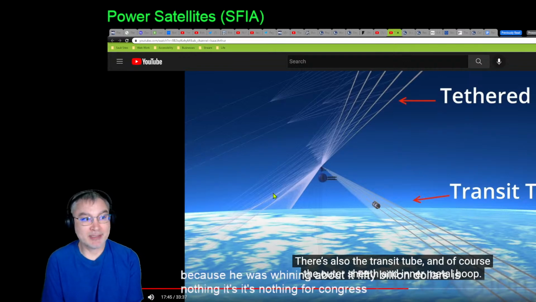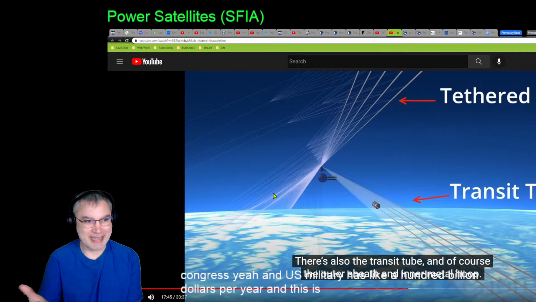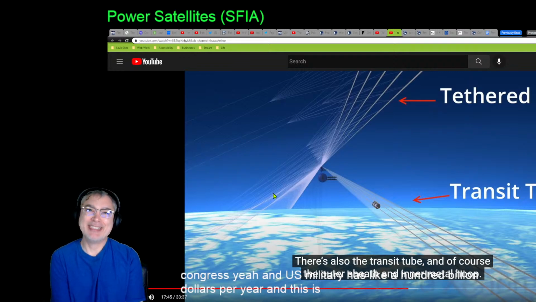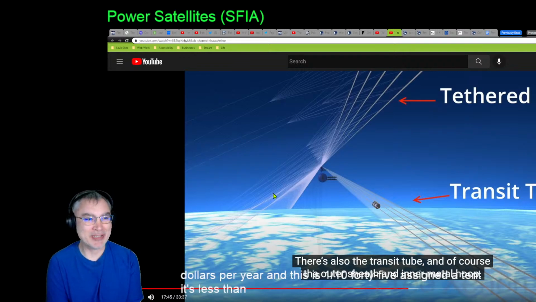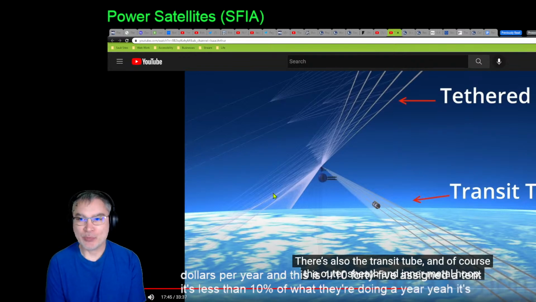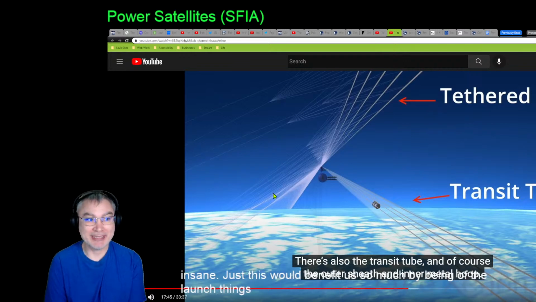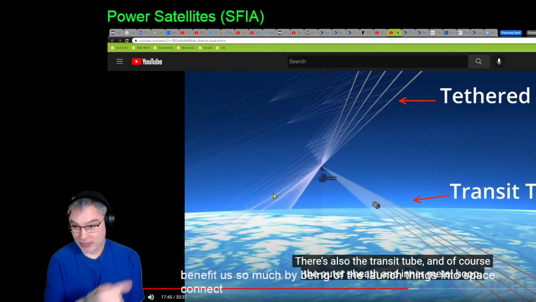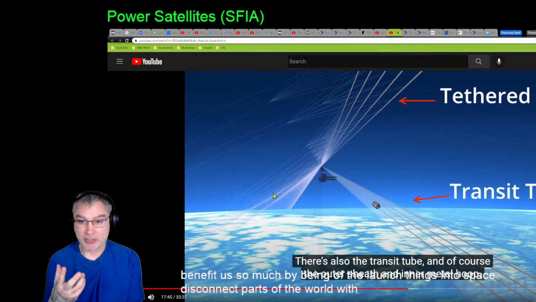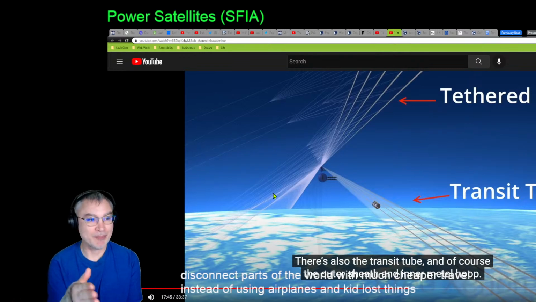Yeah, and the U.S. military has, like, they're close to what? They're over $800 billion now, almost $900 billion per year. And this is a tenth? $45 billion? It's not even a tenth. It's less than 10% of what they're doing a year. Yeah, it's insane. This would benefit us so much by being able to launch things into space and to connect parts of the world with much cheaper travel instead of using airplanes, and we could launch things into space too.